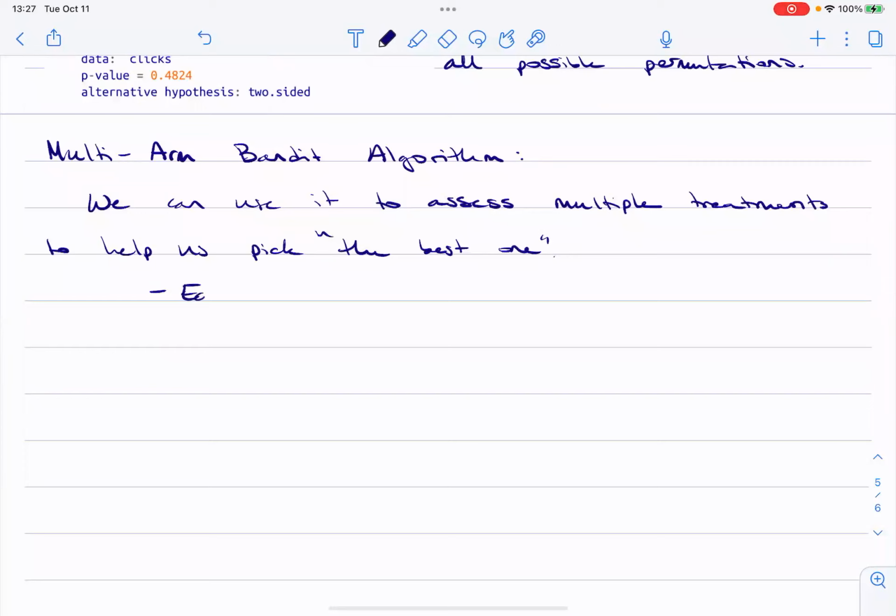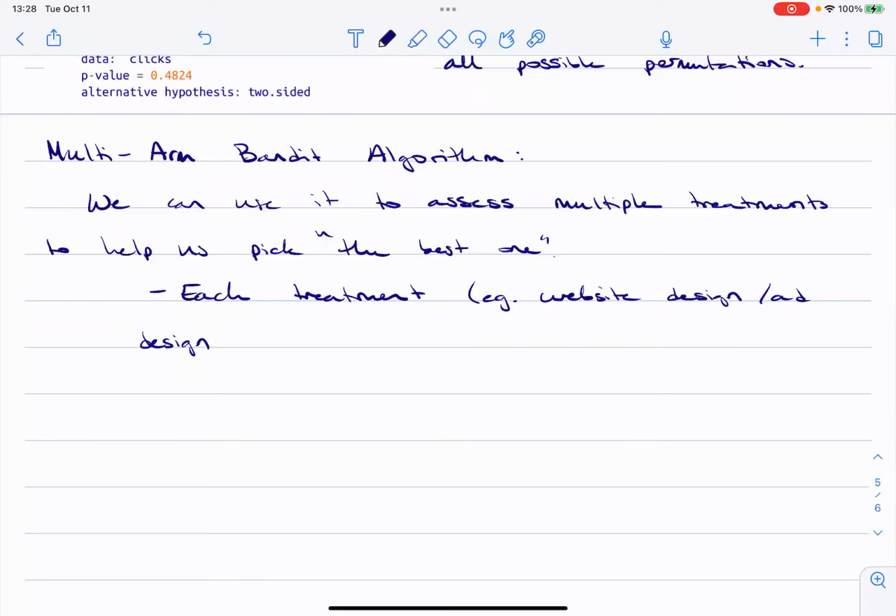So for each treatment, let's just outline. For example, website design or ad design. Maybe it's as simple as you've got an ad on a website and you have 3 different versions of it. Which one is going to get the most clicks, right? So ad design, for example, is shown randomly and equally.